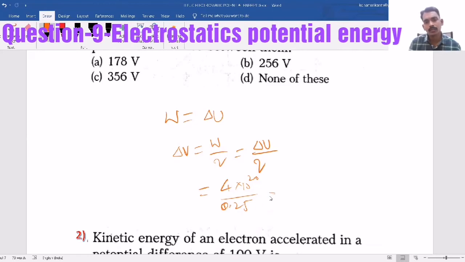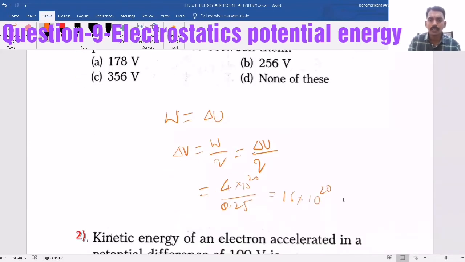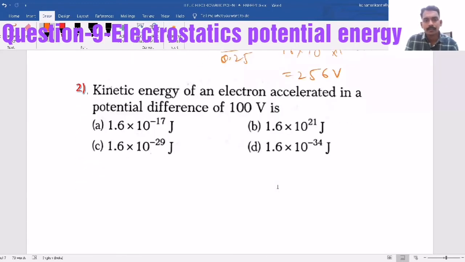1 by 4. Then if it goes up, 16 into 10 power 20. So this way you can find. But here electron volt they are given. Energy in electron volt means it will become like 1.6 into 10 power minus 19. So into 1.6 into 10 power minus 19. So it will become 256 volt. So just remember the formula, collect the data and do the proper calculation.